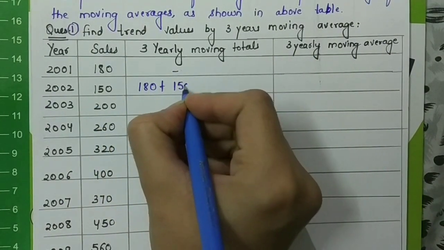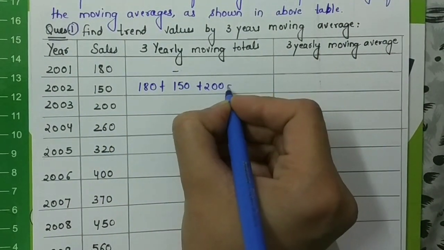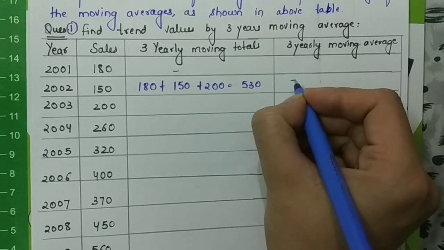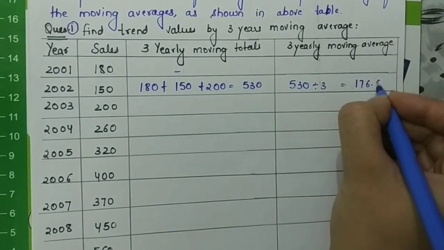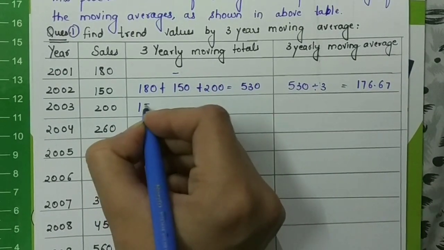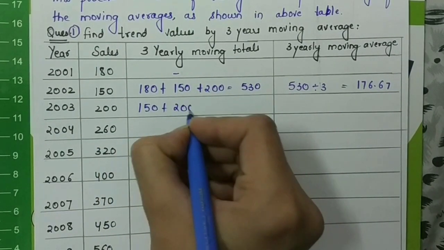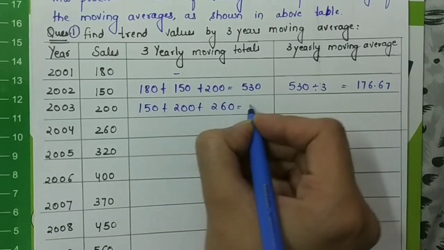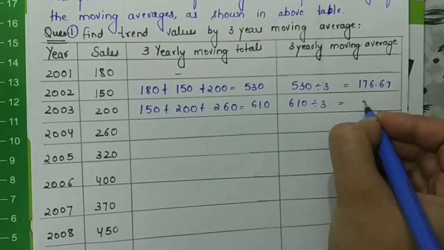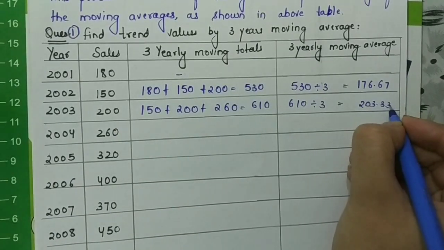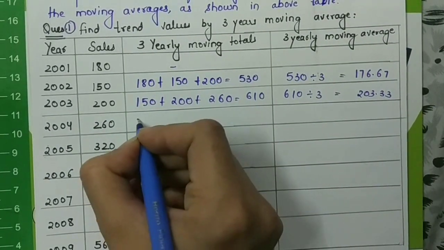$180 plus $150 plus $200 will give you $530. $530 divided by 3 is equal to 176.67. Then $150 plus $200 plus $260 is equal to $610. $610 divided by 3 is equal to 203.33.